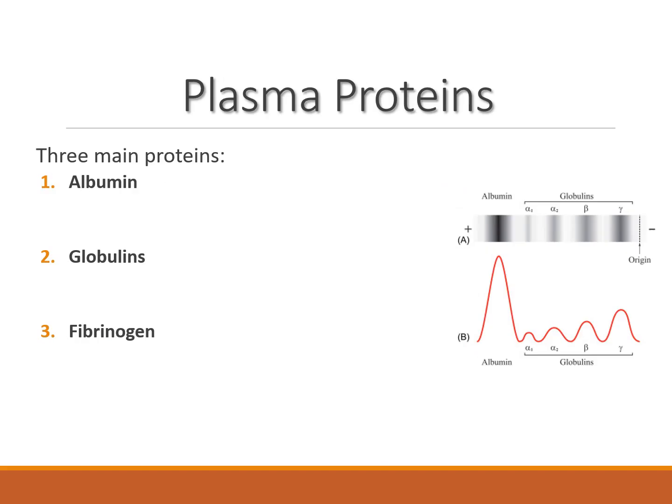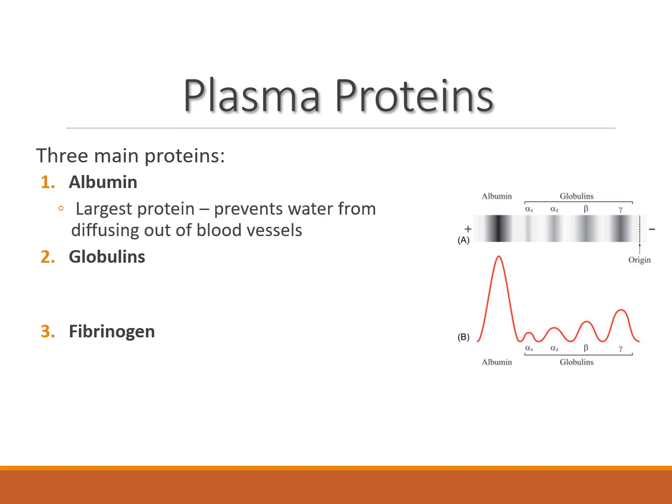So what are those proteins? We have three main proteins in plasma. The first one is albumin. Albumin is the largest protein, a very large molecule, and essentially it helps with the osmotic pressure in the blood vessels. What does that mean? It prevents water from leaving the blood vessel, so it keeps the water inside the blood vessel.